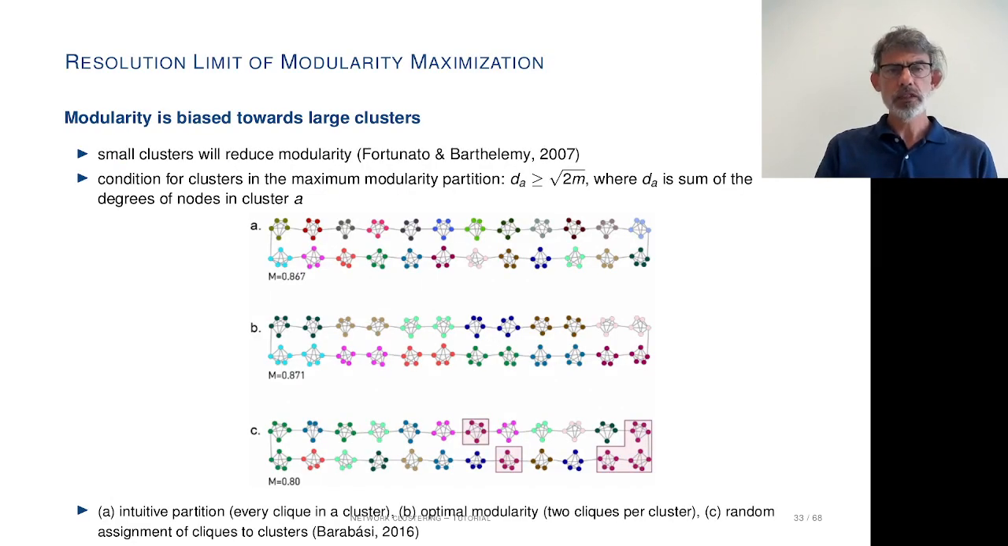Good. So with modularity, there is an issue because modularity is biased toward large clusters. Small clusters will actually reduce modularity, and this was shown in a particular paper, which means that the condition for clusters in the maximum modularity partition is the following: d of A has to be greater than the square root of 2m, where d of A is the sum of the degrees of nodes in cluster A. In the maximum modularity partition, this is true for every cluster.